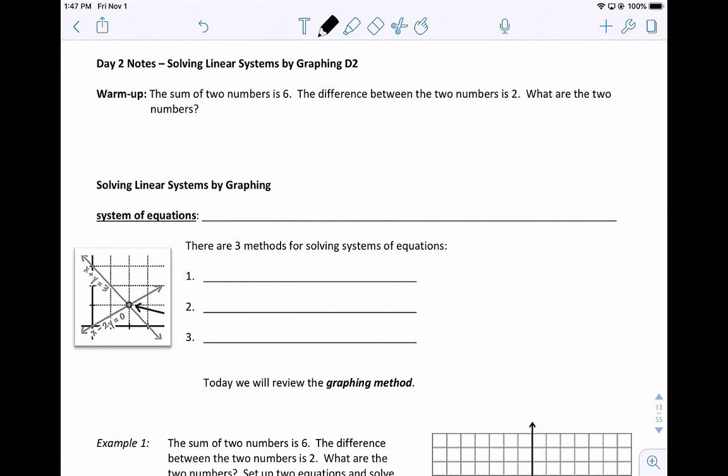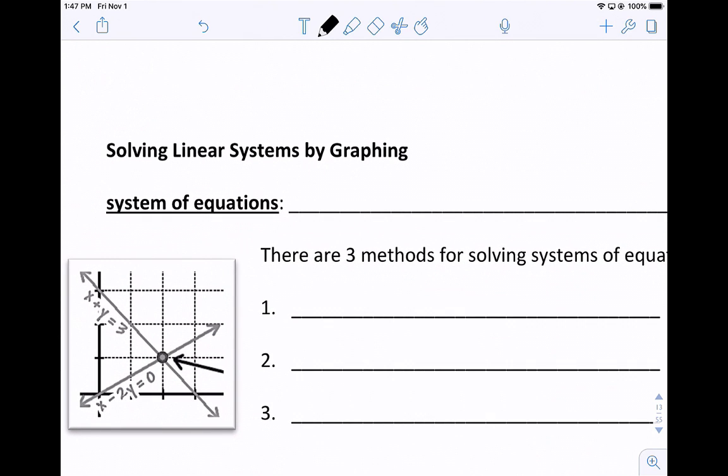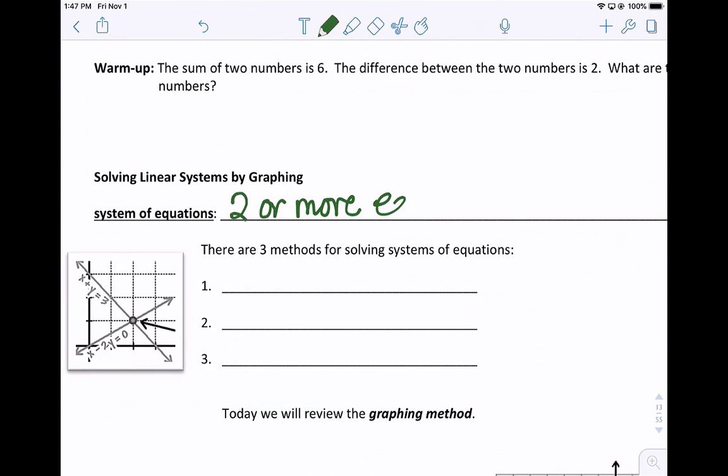All right, so we'll discuss that in class, many ways to figure it out, but I won't go over the answer right now. Instead, we're going to move on. We're going to look at solving linear systems by graphing. Again, what is a system of equations? We're looking at two or more equations that have the same variable.